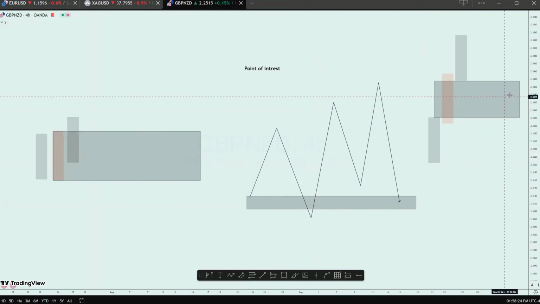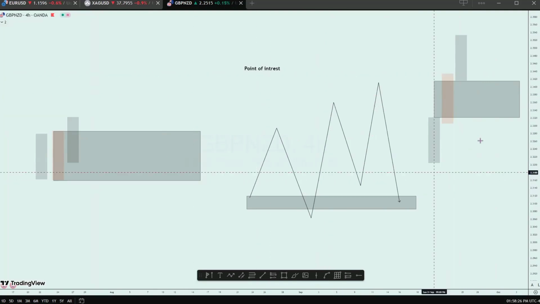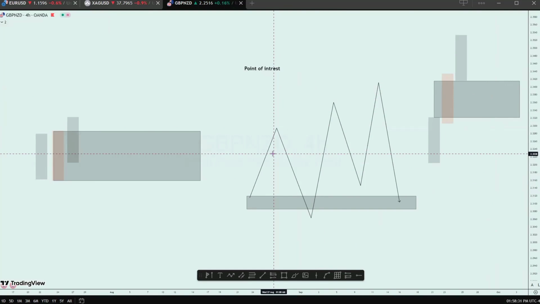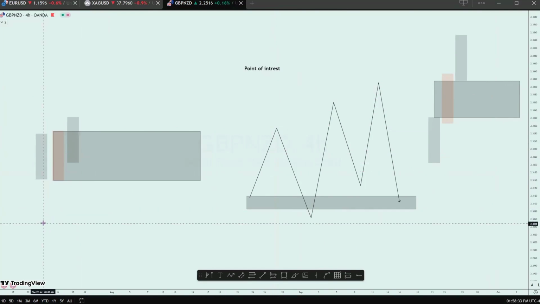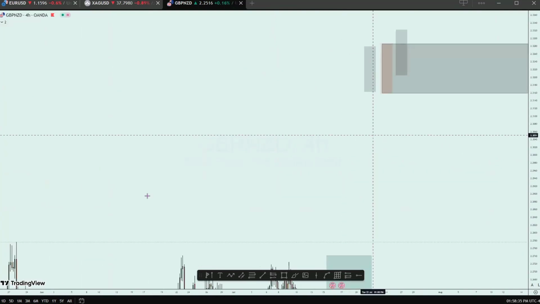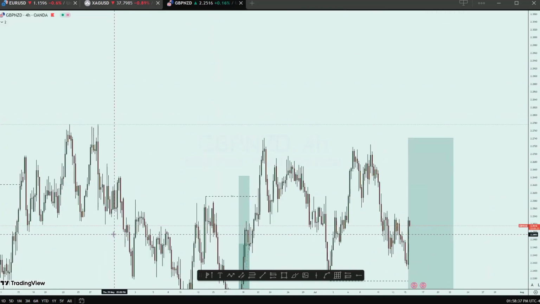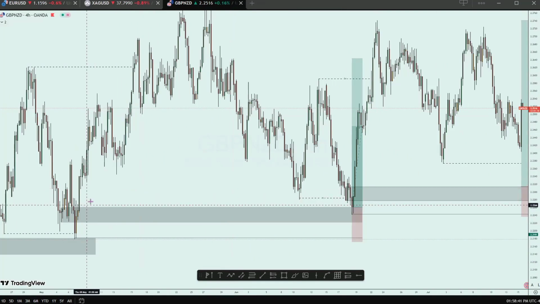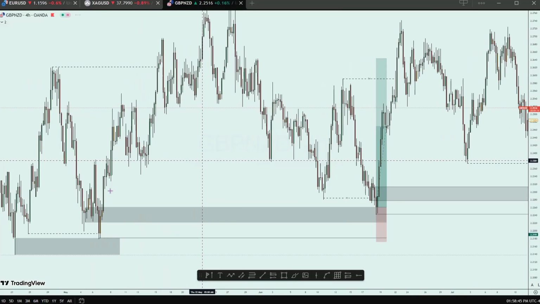So you just have to choose between the 3 of them. But the 3 of them is high probability point of interest to actually trade up from. Let me show you on a live chart what I'm actually talking about. I think I did this on GPB chart.